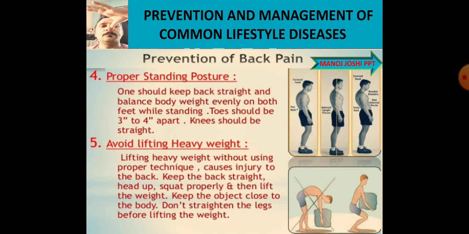Should be there. First one and last one we can see that is the wrong posture. We should see the midline of the body, and middle one we can see that is the correct posture of standing. For proper standing posture, one should keep the back straight and balance body weight evenly on both feet while standing. Toes should be 3 inch to 4 inch apart. Knees should be straight.